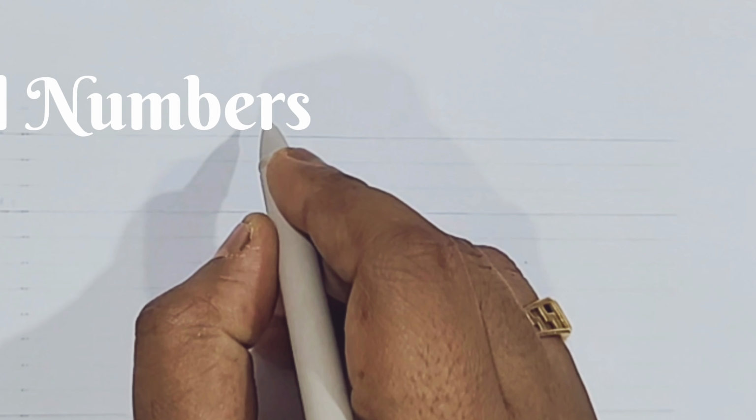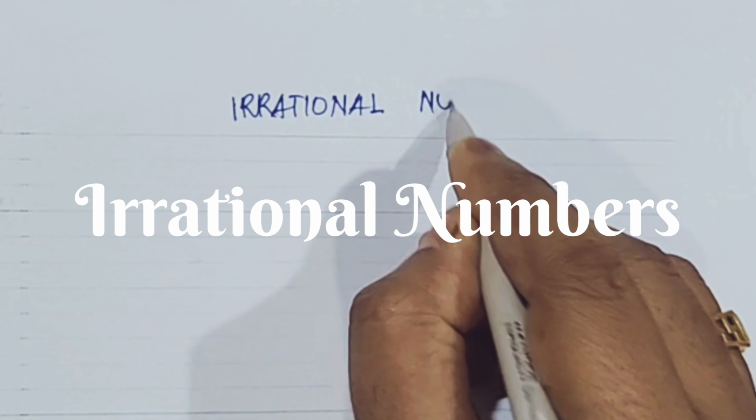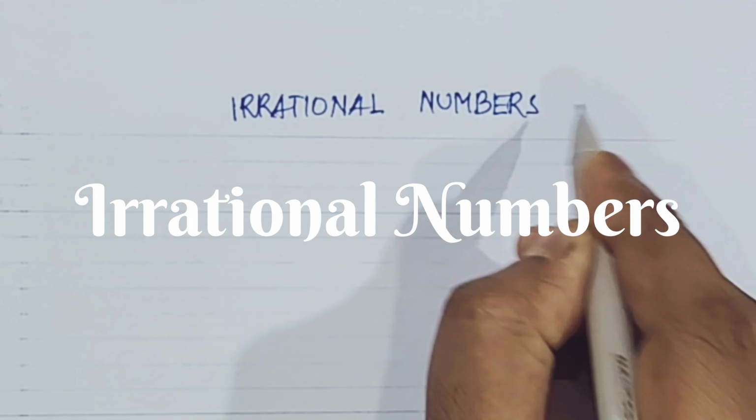So our next chapter is irrational numbers. So what are irrational numbers? Irrational numbers are those which can neither be expressed as a terminating decimal number nor a repeated decimal form.